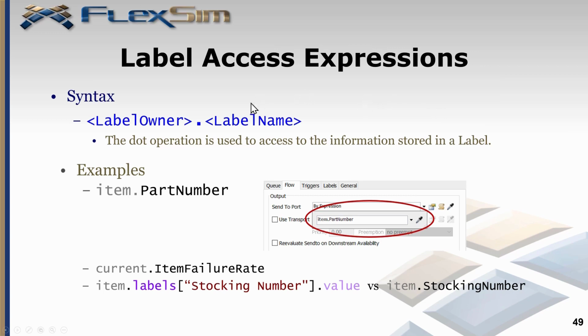So the syntax we've actually had to use already. You have the label owner and then a dot and then the label name. It's as simple as that. The dot operation is used to access the information stored in a label.